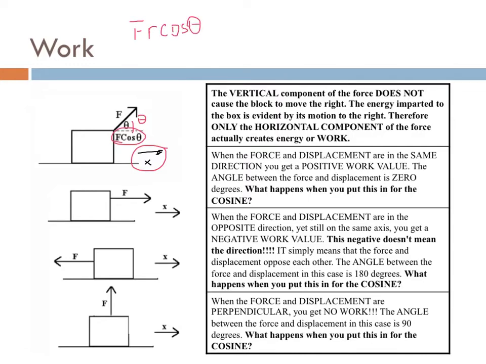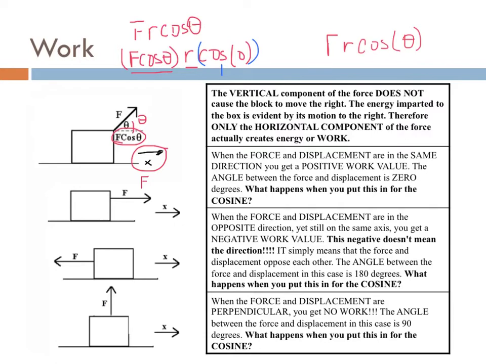So there's two ways you can do this. You can either say my force is F cosine theta times R, and then my angle between this and R would be 0. Therefore, cosine of theta is 1. You can also say that my force is F, my displacement is R, and my cosine is the actual angle given. In the second example, my force and displacement are in the same direction, so I would say F times R times the cosine of 0. Again, if force and displacement are in the same direction, the angle between them would be 0.